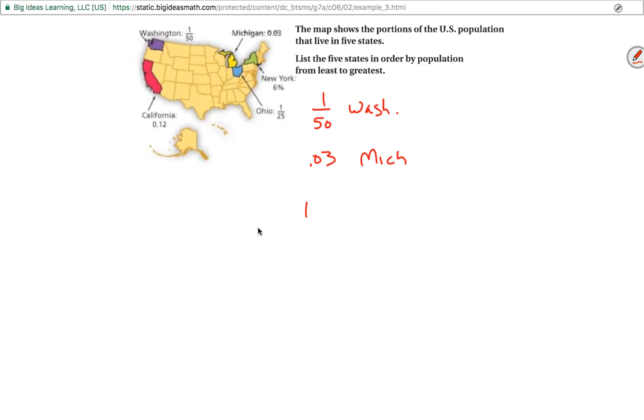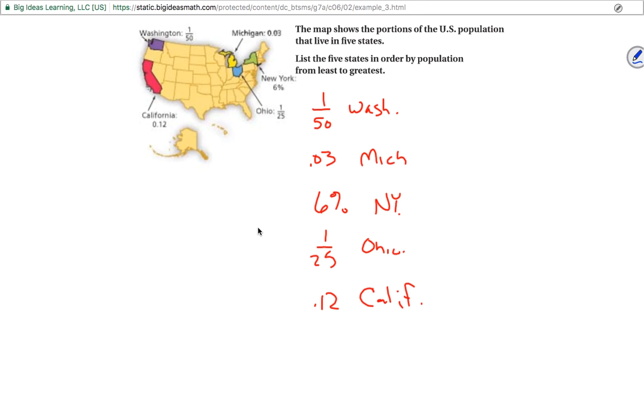We got New York at 6%. We got Ohio at 1/25. And we got California at 0.12. The strategy is the same as the other one. Just need to get them all in a similar format. I'll go decimals on all these.